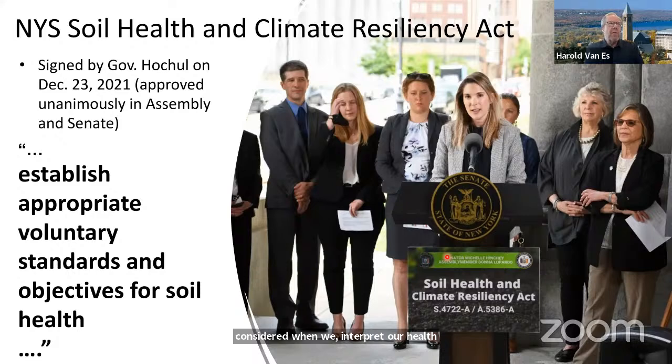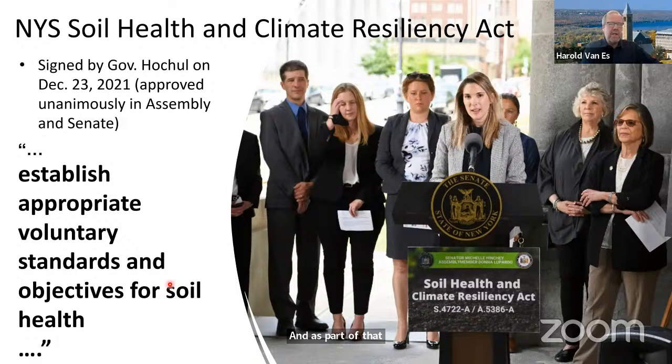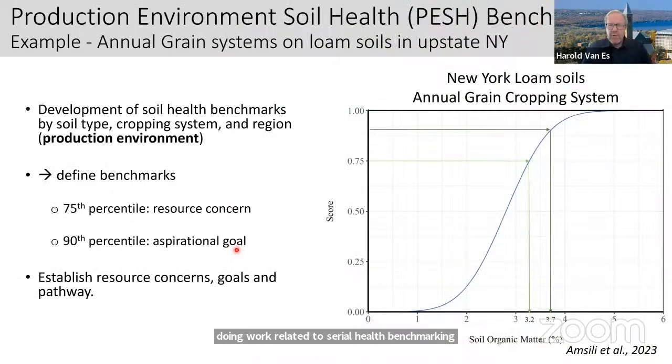So in New York, we were very fortunate that about 2 years ago, some legislation was passed, the Soil Health and Climate Resiliency Act. And as part of that legislation, we were asked to establish appropriate voluntary standards and objectives for soil health. So that got us really into doing work related to soil health benchmarking. So we refer to these as the production environment soil health benchmarks. So production environment relates to the inherent soil properties, the climate, but also the cropping system, whether say annual grains versus maybe a dairy system or a vegetable system.